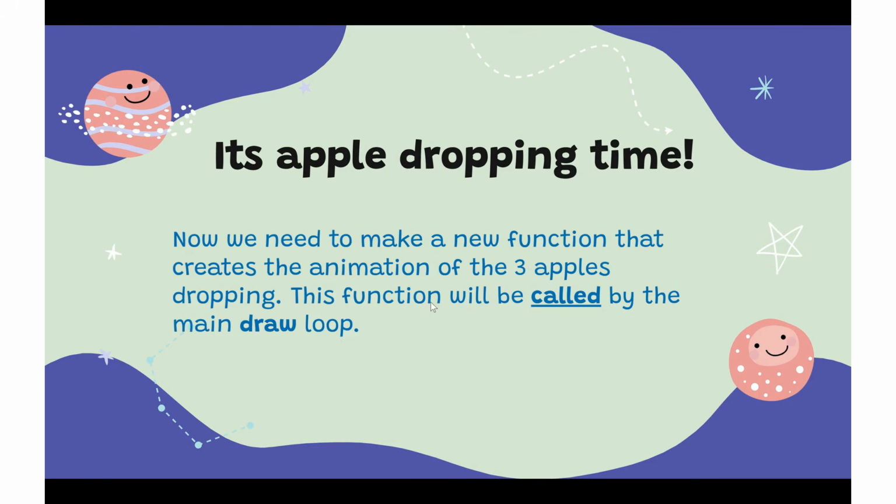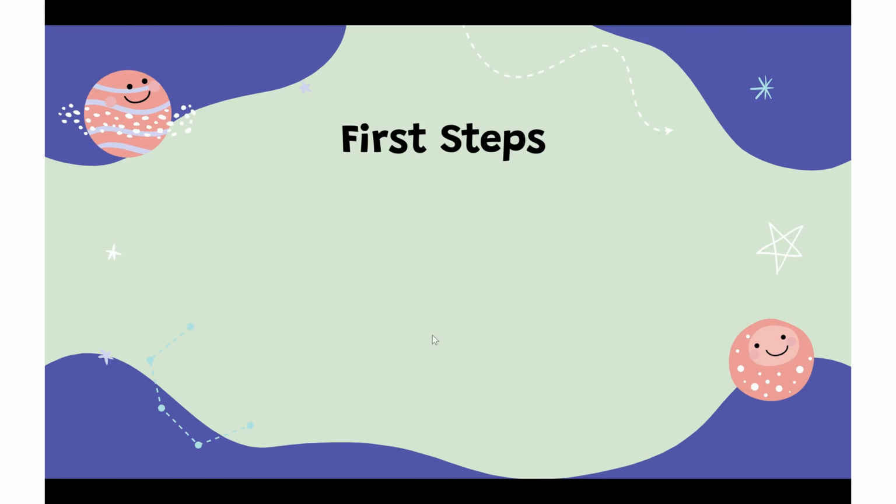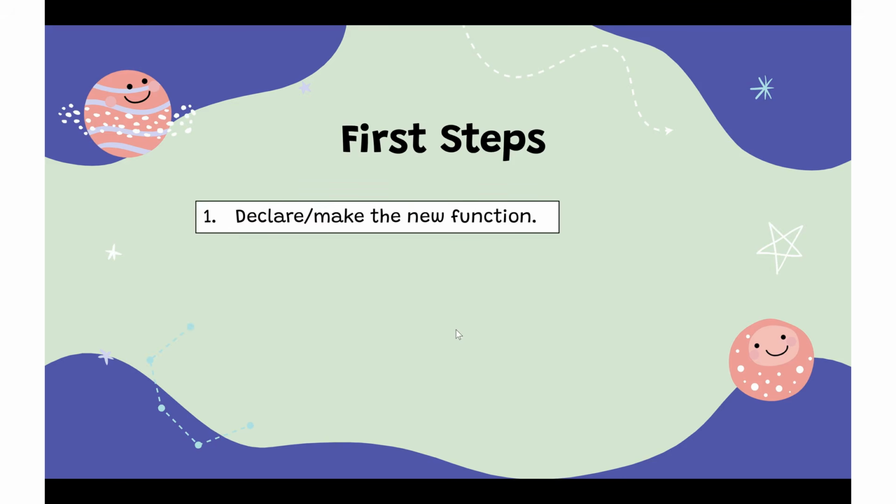All right, so now we're going to make a new function that creates the animation of these 3 apples falling. We will call this inside the main draw loop. All right, the first steps. We're going to declare and make the new function inside of your code. So go ahead and do that. You can pause the video.